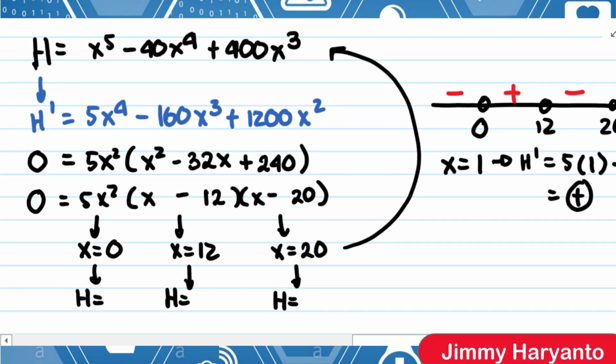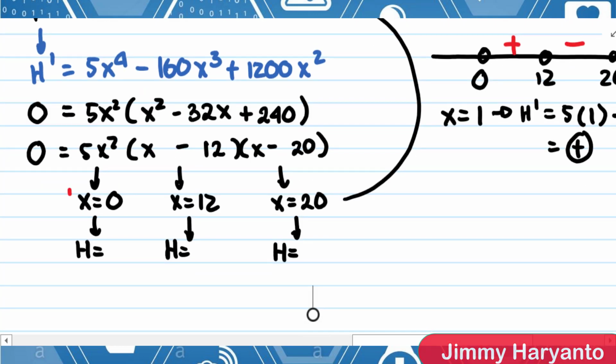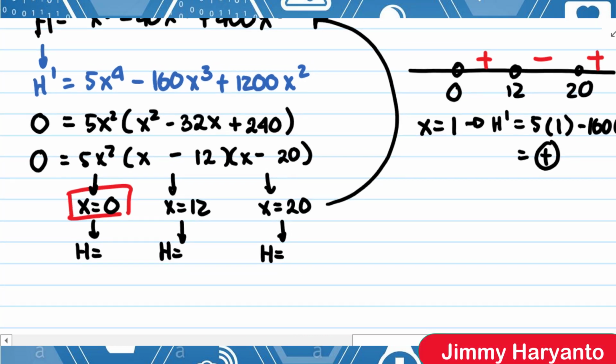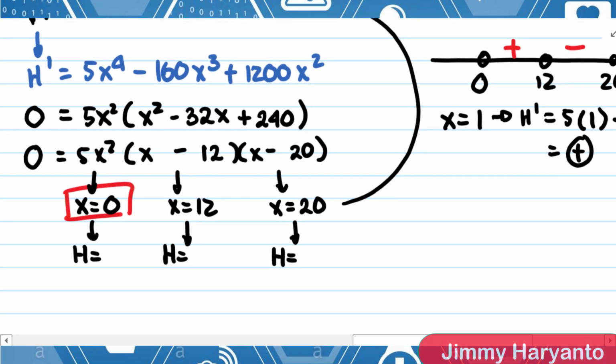Oh no, when it moved to the left side, when it crossed the 0, please take note that for this x equals 0, we have two of them, right? x equals 0 and then another x equals 0, because it comes from x square. Because we have two zeros right here, that means, wait a minute, I think I erased it.